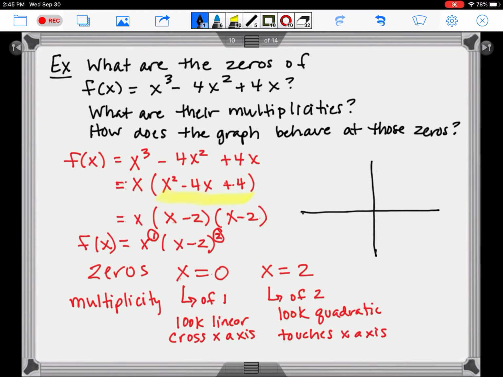So with that, I have my zeros at 0 and at 2. In order to graph it, I have to look at the end behavior. The end behavior is down and up. What I know is that it looks linear, looks like a line at x equals 0, and it looks like a quadratic at 2. So my graph's going to look a little something like that. Notice it's not perfect, but it gives us an idea of what the graph's going to look like.